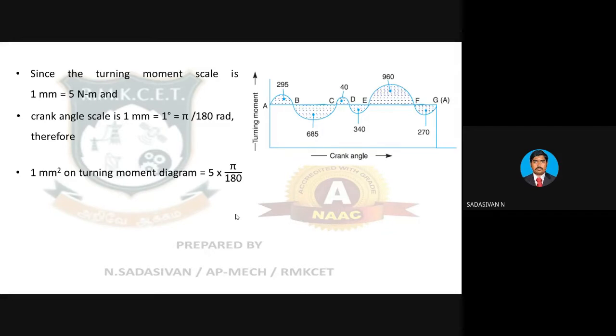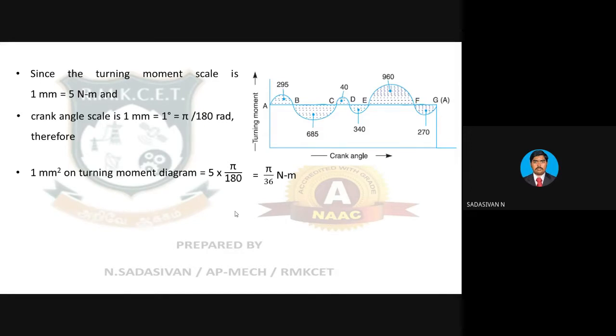Okay. 1 millimeter square on the turning moment diagram. What is the area? Length into breadth. What is the length? Length is the x-axis, 1 degree, that is pi by 180 radians. The y-axis is 5 Newton meter. Therefore, 1 millimeter square area in the graph tells you 5 into pi by 180, which is pi by 36 Newton meter. Each millimeter square area in the diagram tells you that, right?